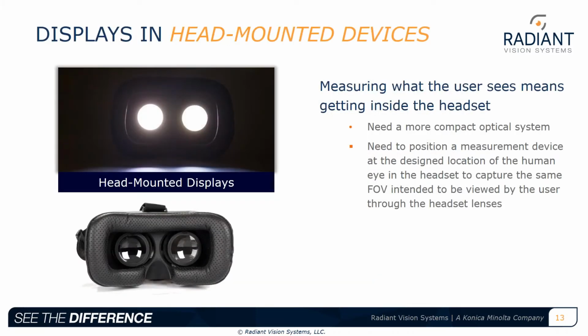These devices tend to be in some kind of head-mounted display. A compact optical system is required in order to get the imaging device to the position where it can image the display at the same place that a human eye would be imaging it if they were using it in a standard configuration.